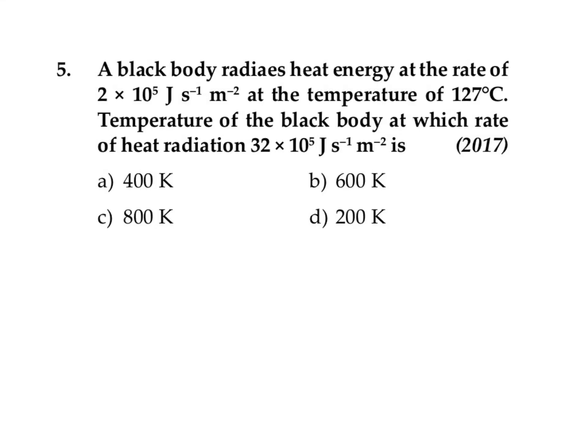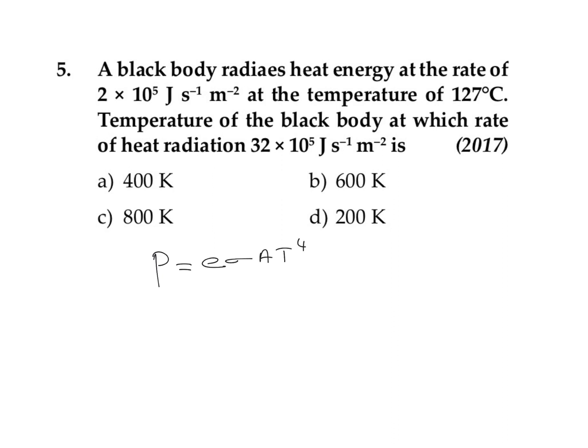It is given that a black body radiates heat energy at the rate of 2 × 10^5 joules per second per meter square at a temperature of 127 degrees Celsius. The temperature of the black body at which the rate of heat radiation is 32 × 10^5 joules per second is? So we know that the rate of emission of heat energy is E σ A T^4.